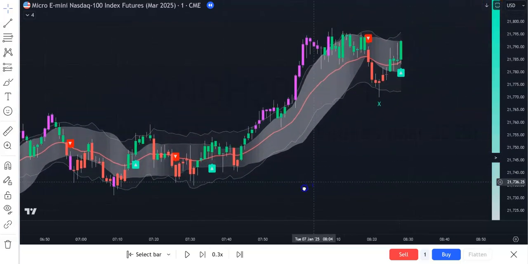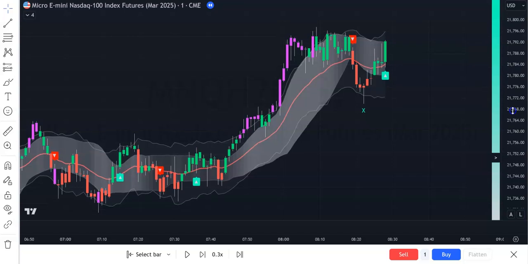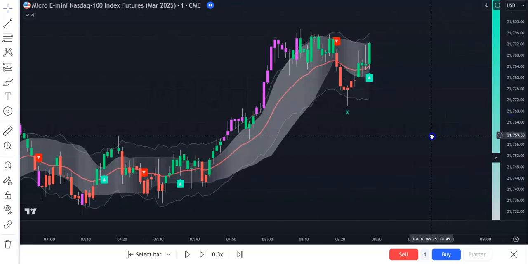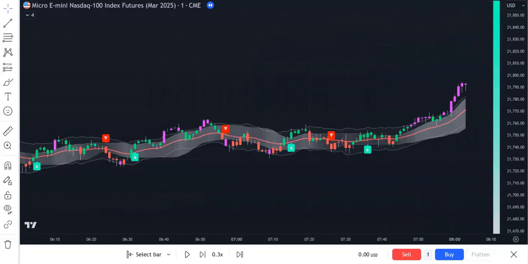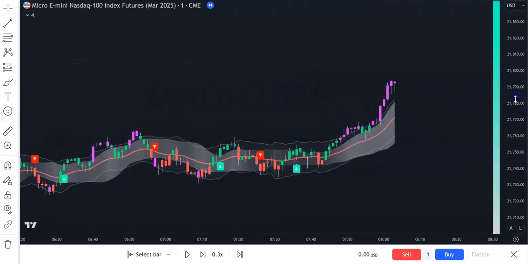So let's just go. Let's see here. I've got this paused. Where do I have it paused? Oh, okay. So the way that the system works is when we get a buy or sell signal, we want to enter on the next candle as long as that signal stays illuminated.